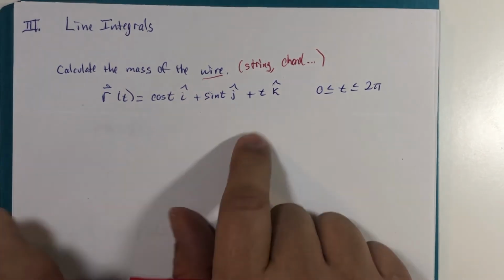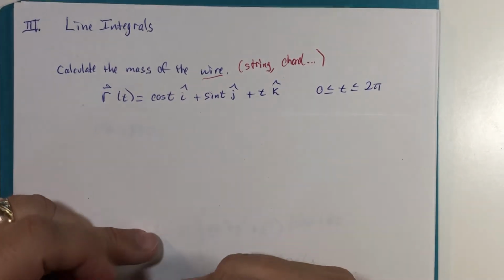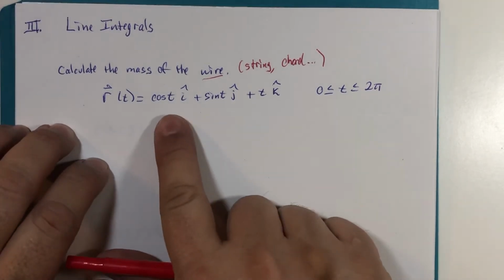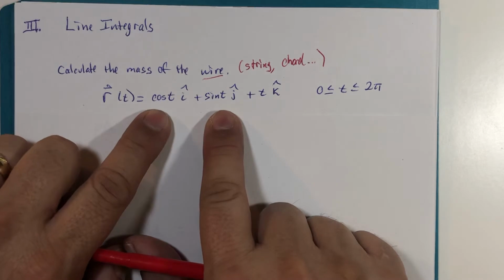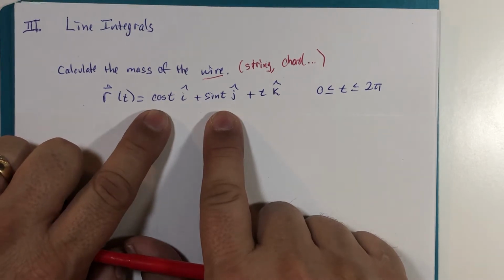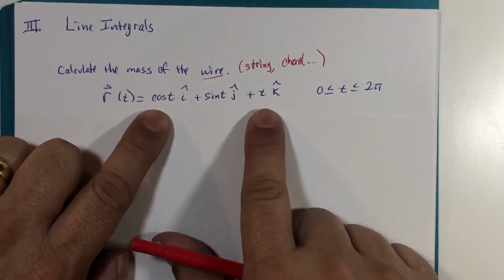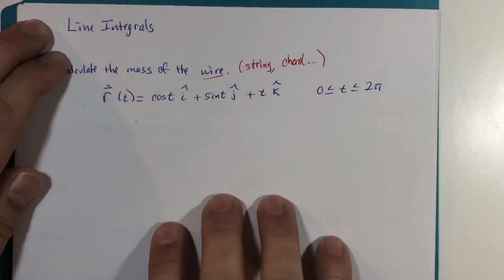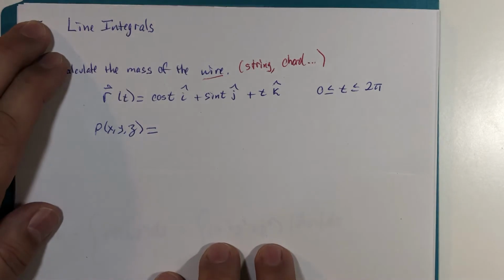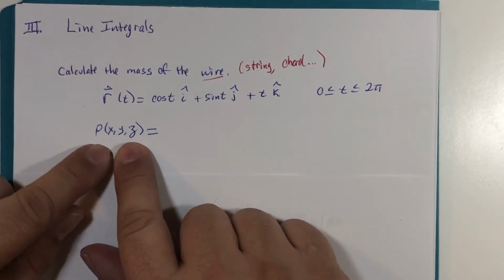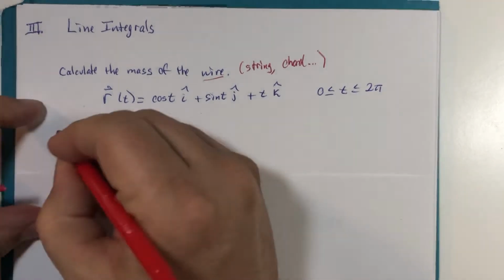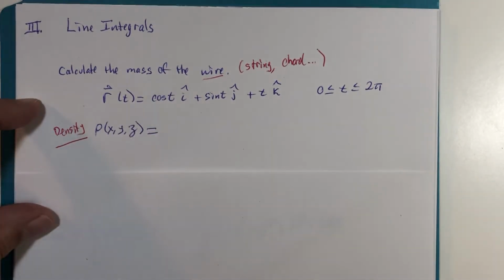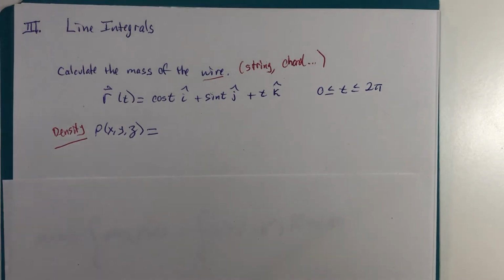Even though this is a graph that you don't necessarily recognize, I think you should see that in the xy components we have the makings of a circle of radius 1. And then z increases over time. So let me pull out some more of the information. I have to give you a density function, which I will, but I'm going to hold off for a moment.